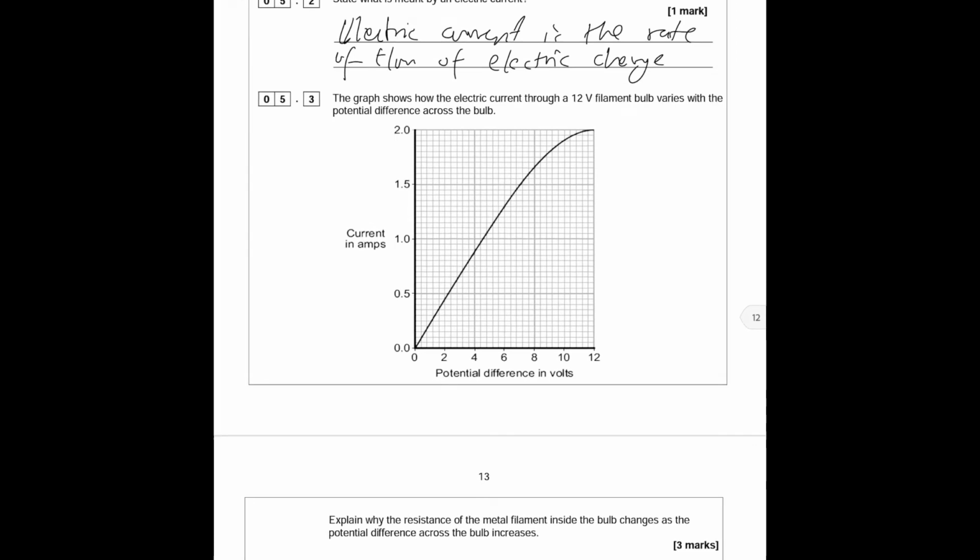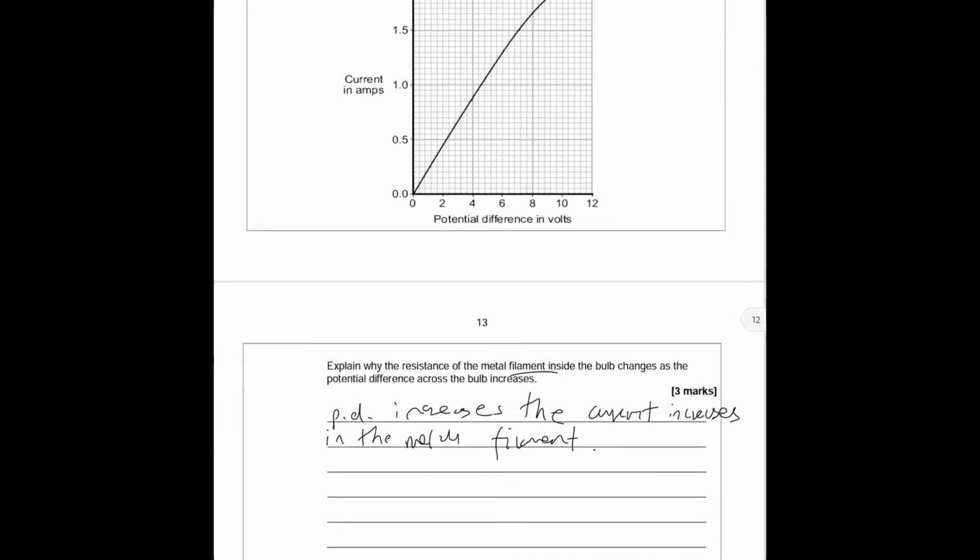Next one, the graph shows how the electric current through a 12 volts filament bulb varies with the potential difference across the bulb. Explain why the resistance of the metal filament inside the bulb changes as the potential difference across the bulb increases. Okay, so now why the resistance changes. I'm just going to say PD is potential difference. As the PD increases, as the potential difference increases, the current increases as well. The current increases in the metal filament.